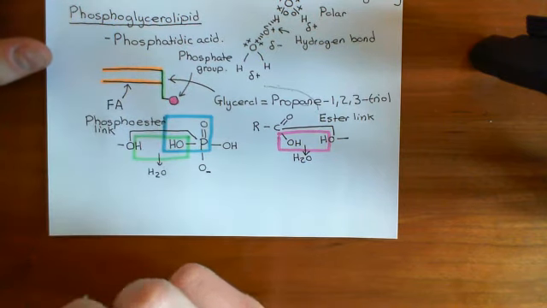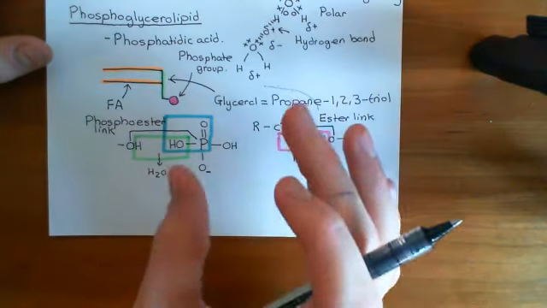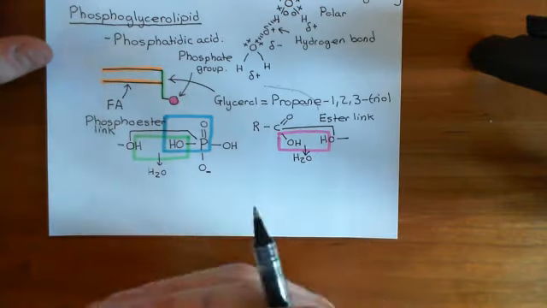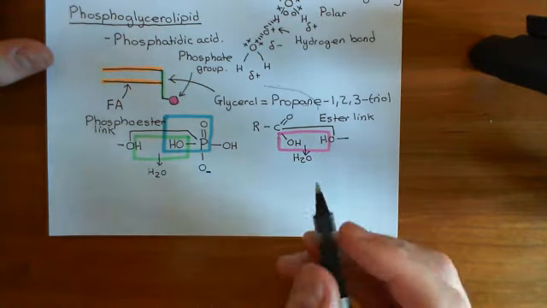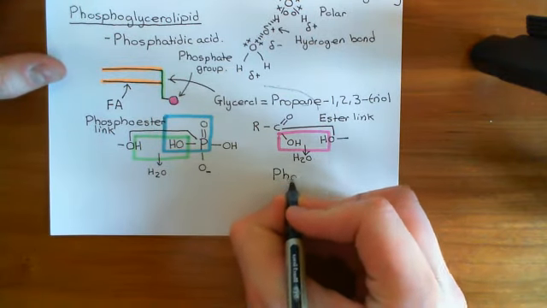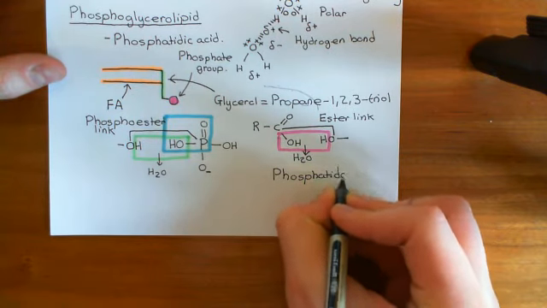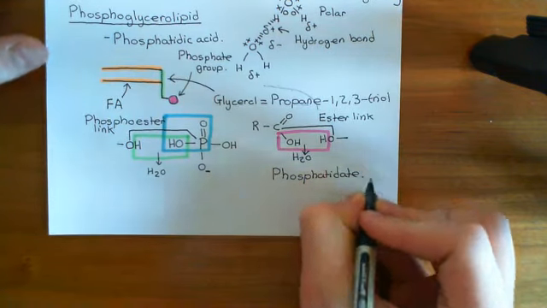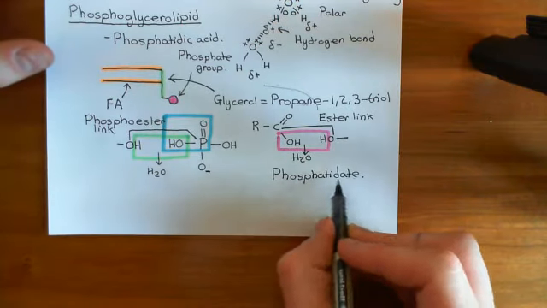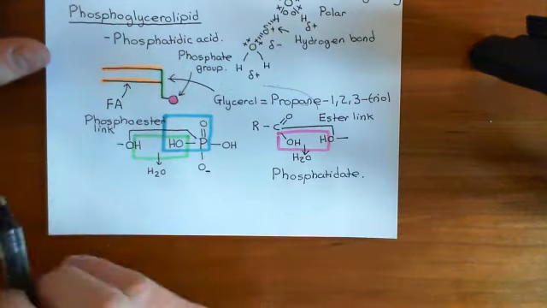Now, before we go any further and discuss how you go from phosphatidic acid, which is the core phosphoglycerolipid, to other phosphoglycerolipids, what I want to firstly discuss is the difference between phosphatidic acid and another molecule known as phosphatidate. Okay, so I want to discuss what is the difference between phosphatidic acid and phosphatidate, because you'll more commonly hear people referring to phosphatidate rather than phosphatidic acid.